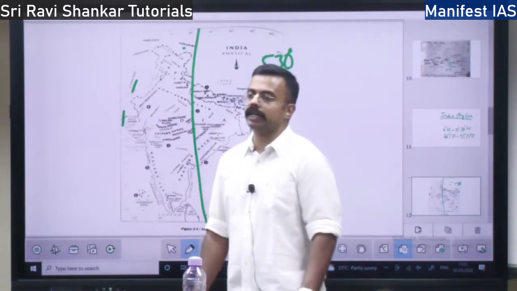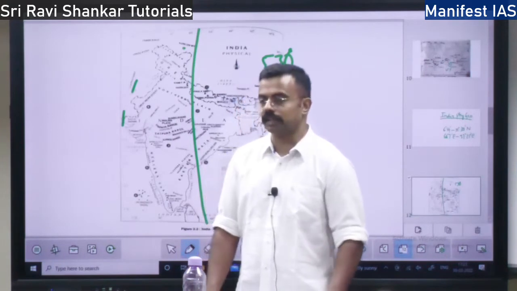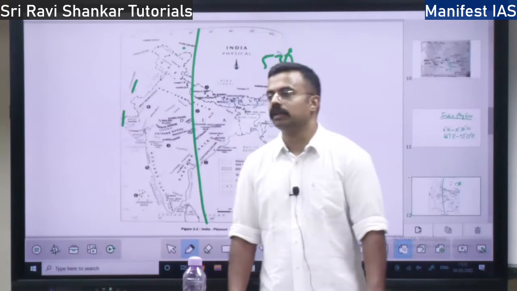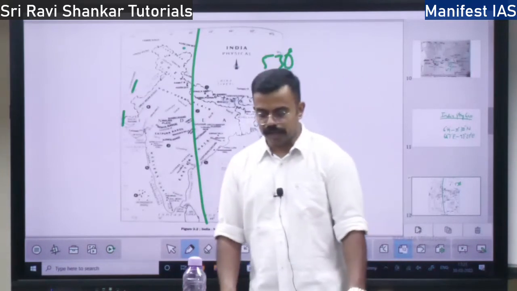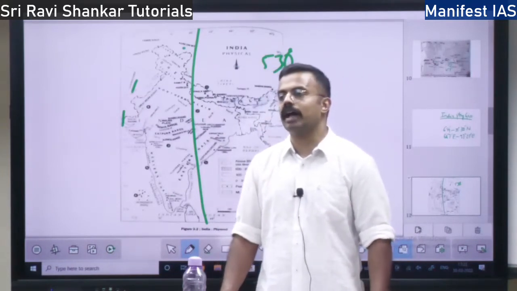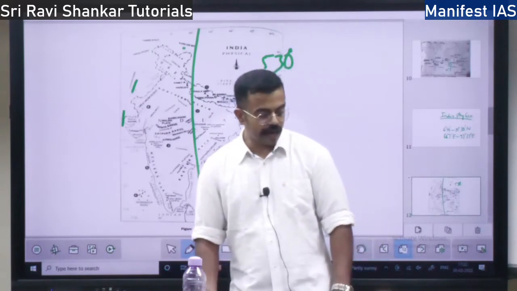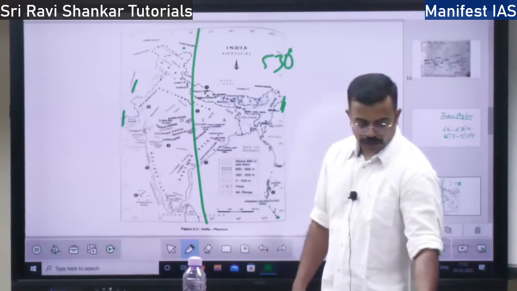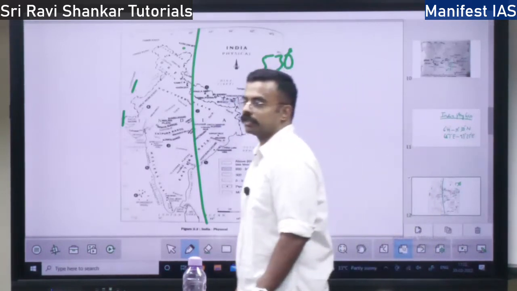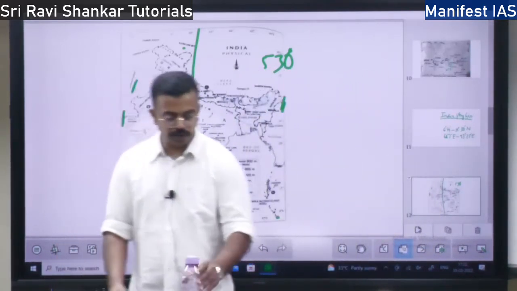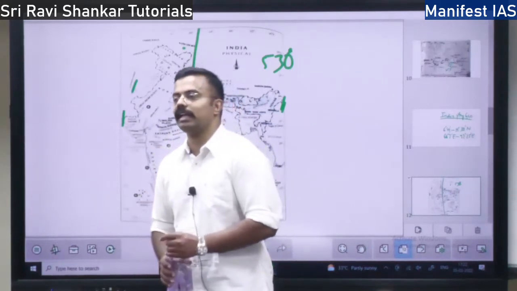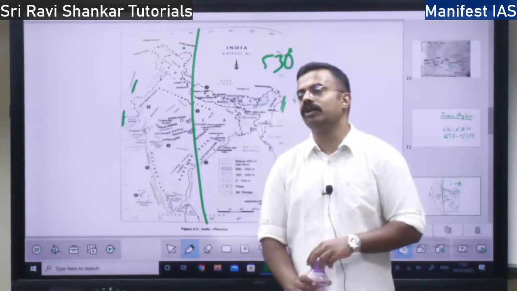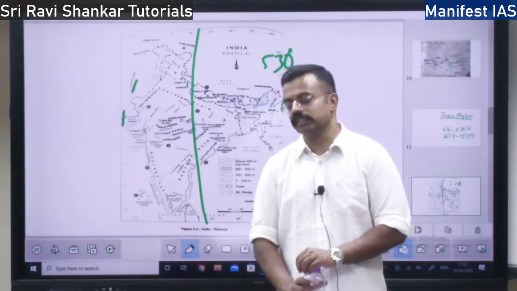So when we talk about India, we have to first look at the earth itself. Earth is 460 million years old, and earth has been formed via various endogenic and exogenic processes, right? So you know what is endogenic process, what is exogenic process. Similarly, Indian topography has also been formed via various endogenic and exogenic processes, right?